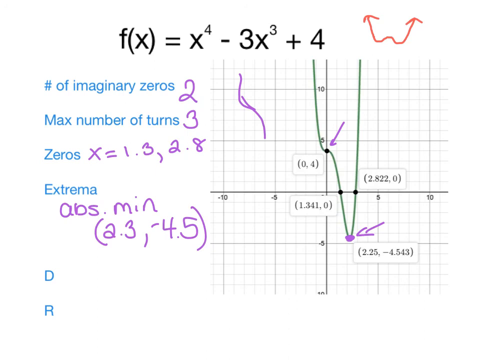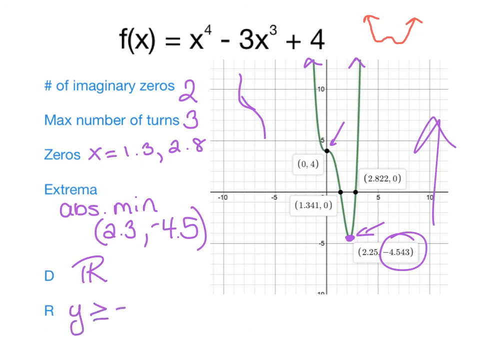My domain. So this time, forever left and forever right, so it is all real numbers for my domain. My range, however, is what's the lowest it goes? Well, it's this y value right here, and then it goes forever higher. So this would be y is greater than or equal to negative 4.5. Again, just rounding to the nearest tenth.